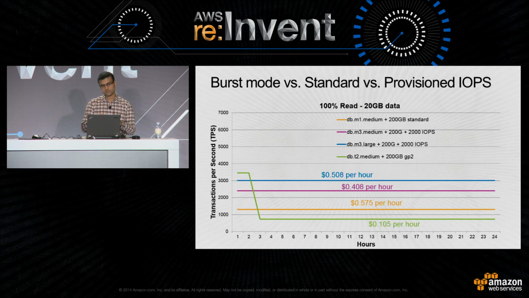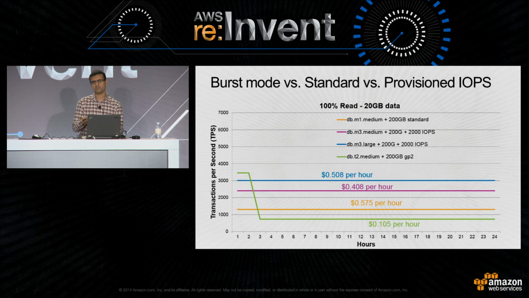And this is interesting. There's a T2 medium instance with 200 GB of GP2 storage instead of provisioned IOPS storage. GP2 is significantly cheaper than provisioned IOPS. As you can see here, it gives you much better performance than all the other options for the first 2 hours in the day. And after that, it drops to a baseline performance of around 800 TPS. But the thing is, it costs you significantly less. It's 11 cents per hour approximately versus 58, 52, and 51 for the other options.